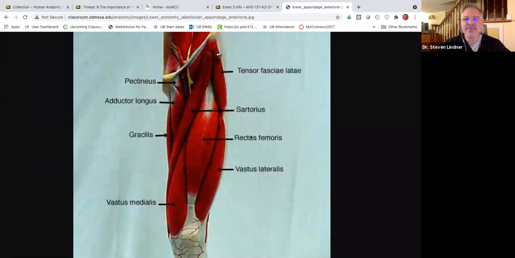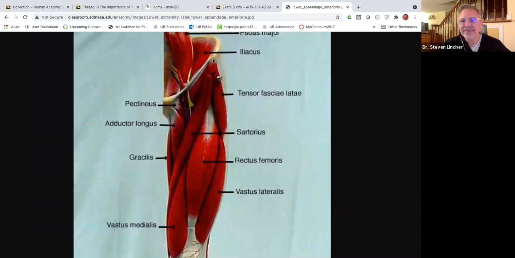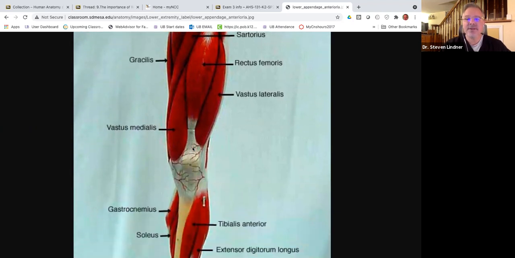The rectus femoris originates inferior to the ASIS. So what's inferior to that is the anterior inferior iliac spine. The anterior inferior iliac spine. That's where the rectus femoris originates. But all the quadricep muscles, let's look at their insertion.